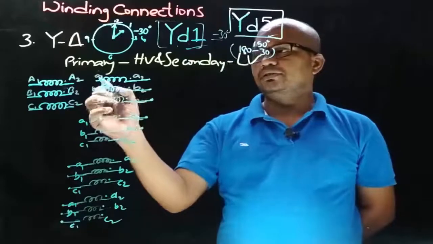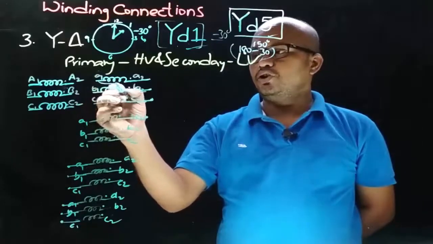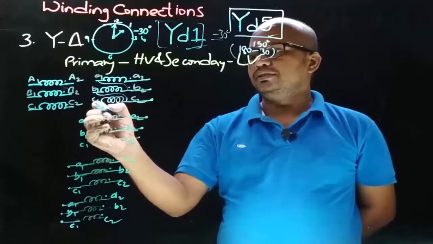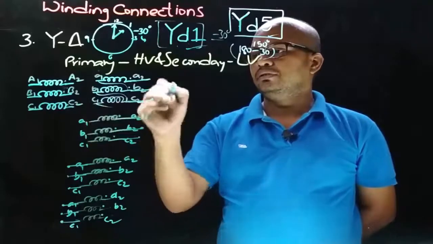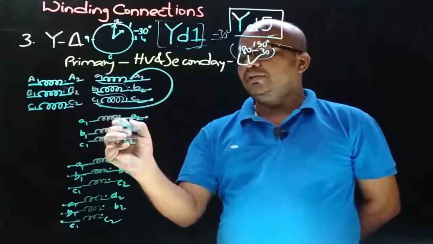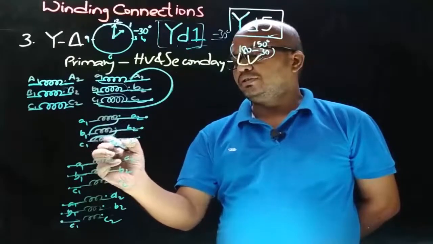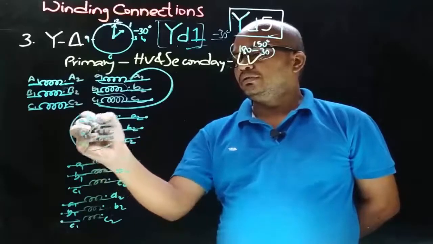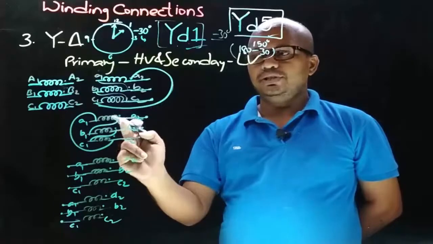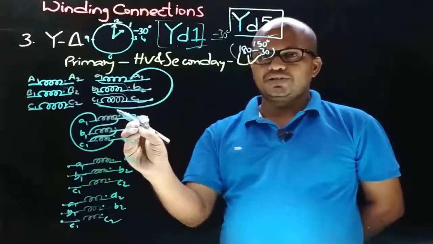Now observe what we are doing: in the first case we are joining the non-dot end with the dot end, non-dot end with dot end, and non-dot end with dot end. But for the second possible connection, we are joining the dot end with the non-dot end, dot end with non-dot end, and dot end with non-dot end. Here we join the non-dot end with the dot end, and here we join the dot end with the non-dot end. So these are the first 2 possible connections of star-delta.